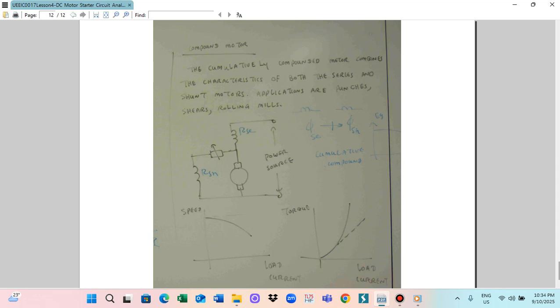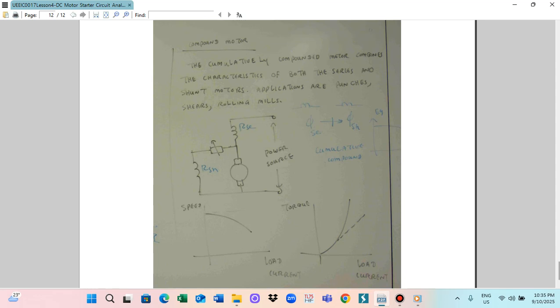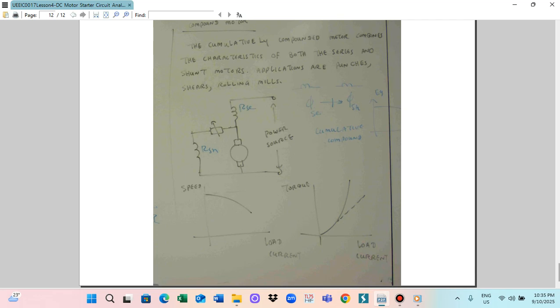Cumulative compound has a characteristic between voltage and current: when the current is higher, the voltage EG changes only a little. So this is called cumulative compound. Cumulative compound means that the series flux is added to the shunt flux.